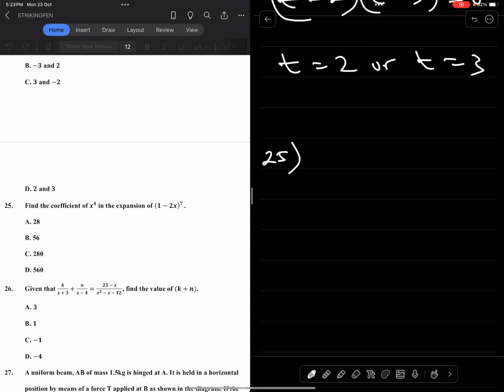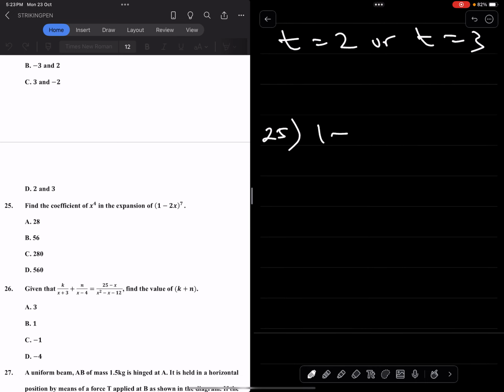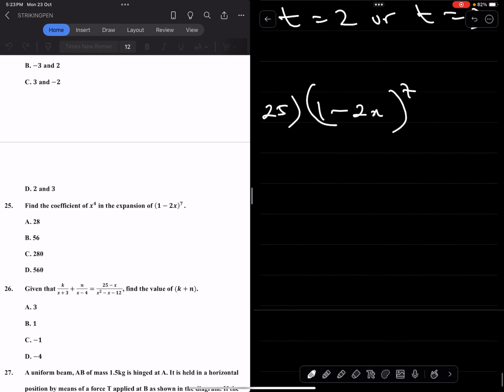We go straight to number 25. Find the coefficient of x raised to the power 4 in the expansion of (1 minus 2x) raised to the power 7. What's the coefficient of x raised to the power 4 when we do that?